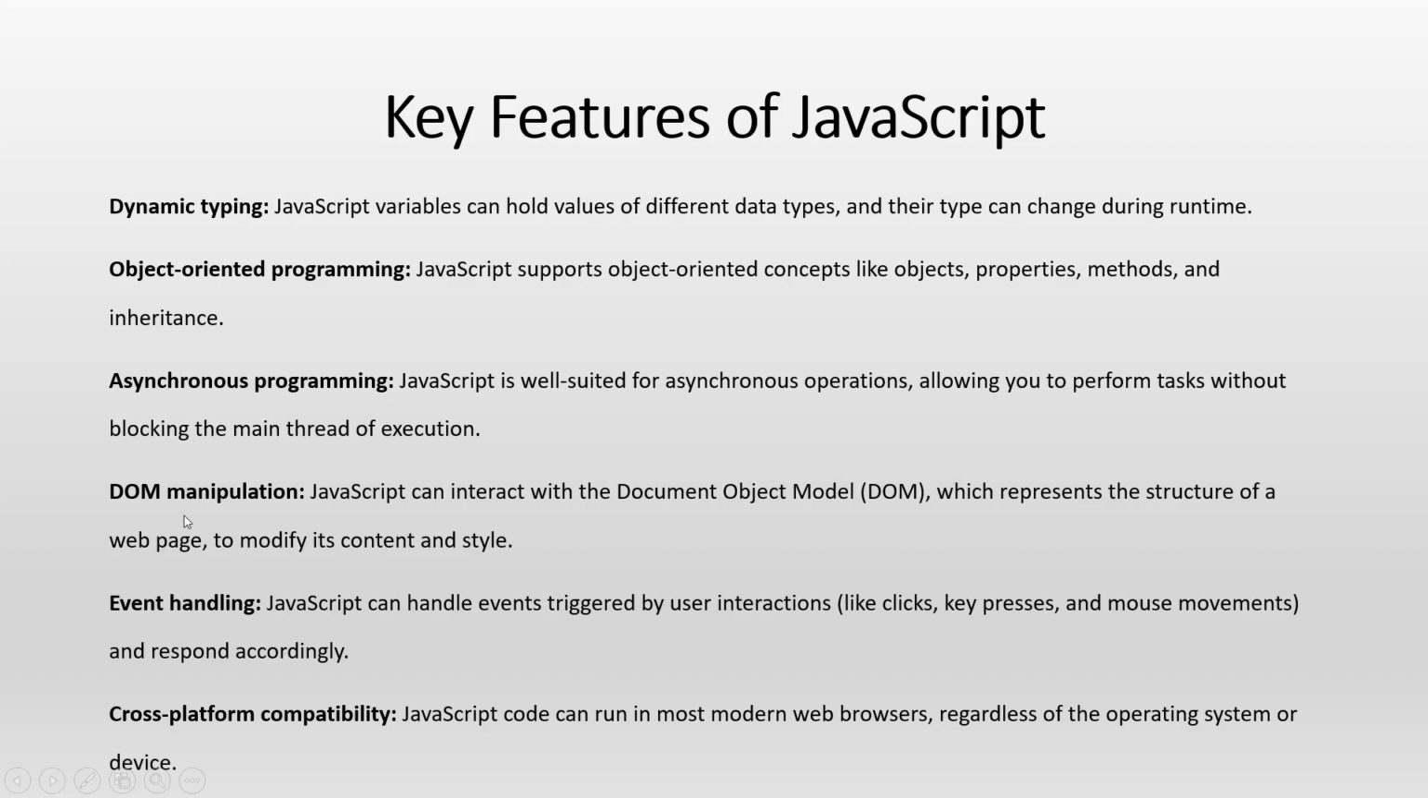Next, coming to DOM manipulation, with the help of JavaScript only, we are going to manipulate our web page, our UI. UI means whatever is visible on the web page. Next, coming to event handling: when I click on this button, something should happen, like this part of the UI should give me a pop-up. Those things are called event handling.